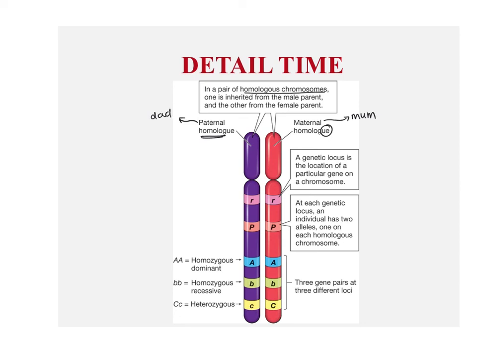Now going down the diagram, we can see that they've labelled up locus, and what it means is the location of a particular gene on the chromosome. And at each locus, an individual has 2 alleles, one on each of those homologous chromosomes. You might also have mentioned the different genotypes that there are for each of those genes, A, B and C, and maybe you will have flagged up that there's 3 different pairs of genes at 3 different loci. Important to recognise that because they're different genes, they're not all going to be found at the same place. If they were, that would be silly. It would be very crowded and it probably wouldn't work very well. You'd probably have all sorts of issues.